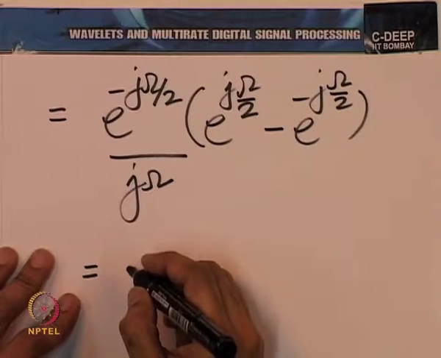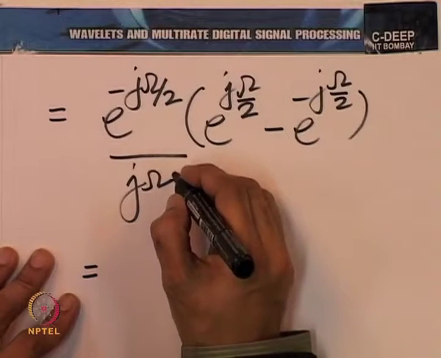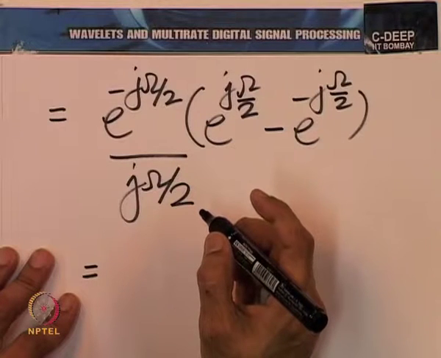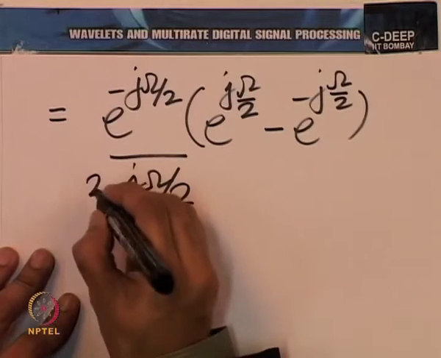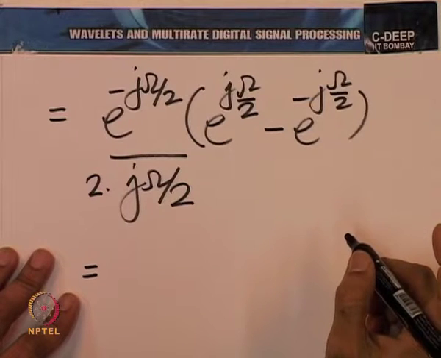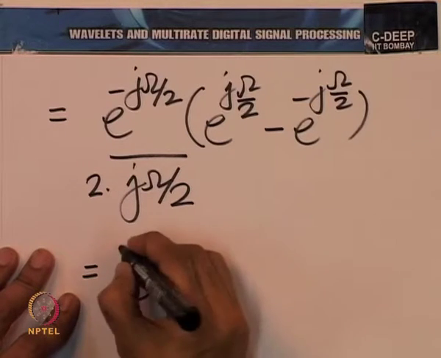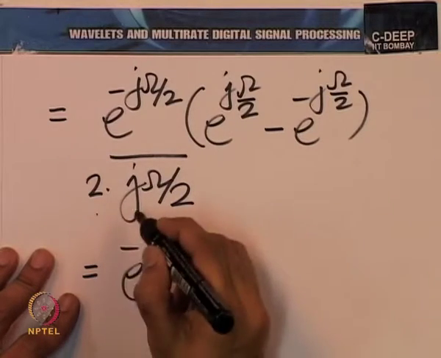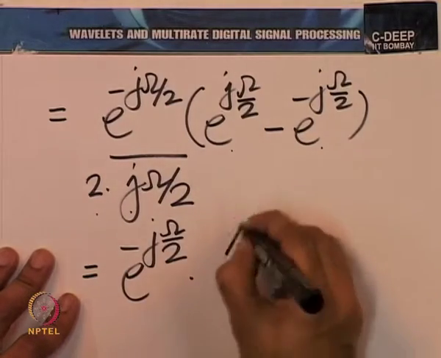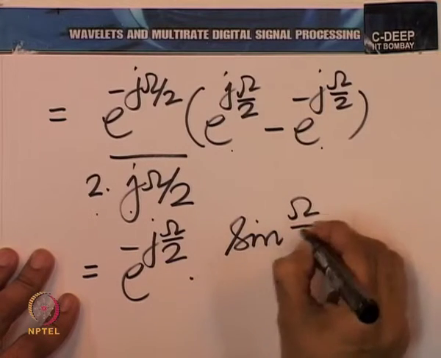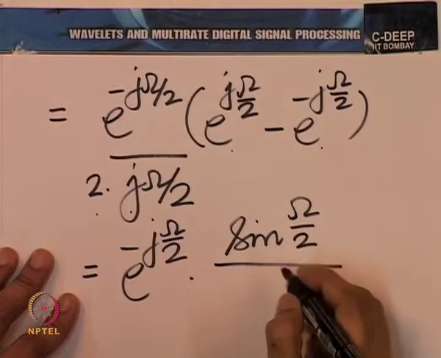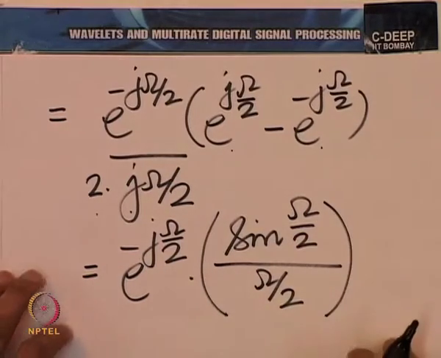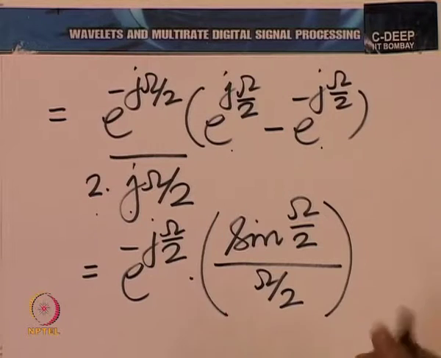And that is easy to interpret. In fact, if you wish, we can even make this by j omega, all right, 2, and then this becomes e raised to the power minus j omega by 2. If I take the 2 j and this together, I get sin omega by 2 there and omega by 2 here. So, this is the Fourier transform.